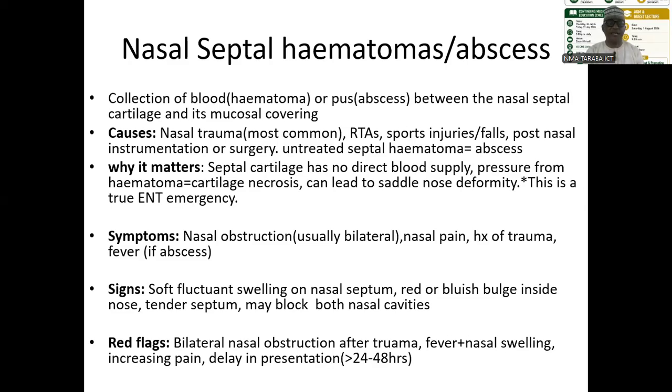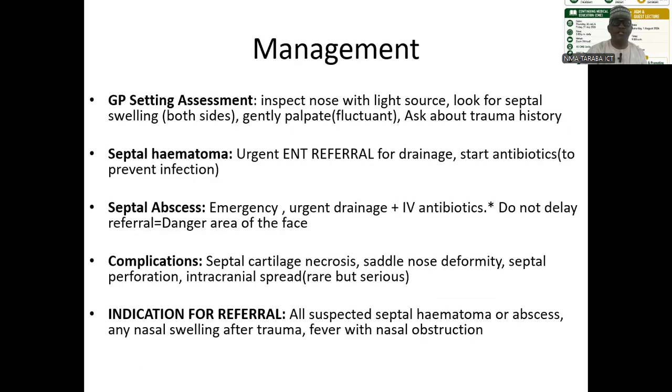So the red flags here are bilateral nasal obstruction after trauma with fever and nasal swelling. And if the pain is increasing or the patient is not improving, it is good to refer because this septum is in the danger area of the face. Any infection there can spread into the brain and cause cavernous sinus thrombosis with deadly consequences. So we need to refer for definitive care.